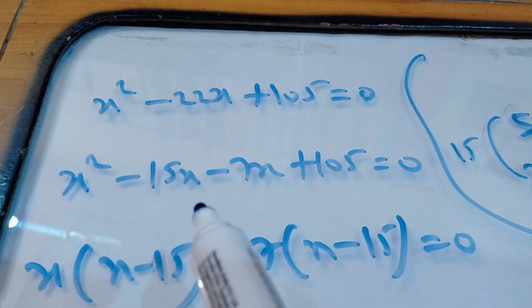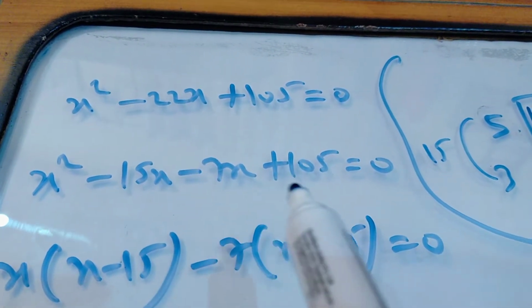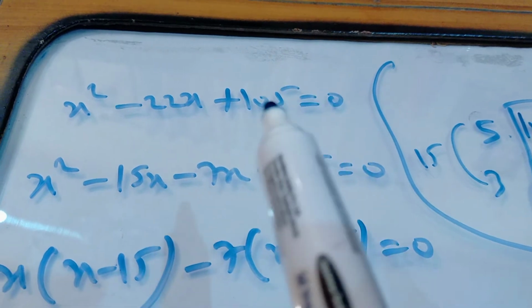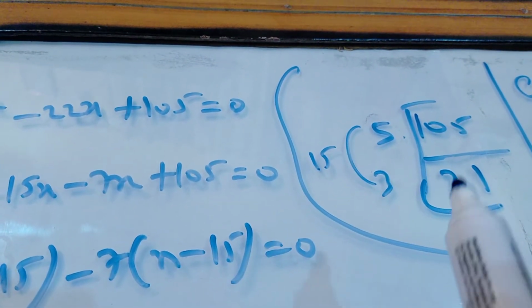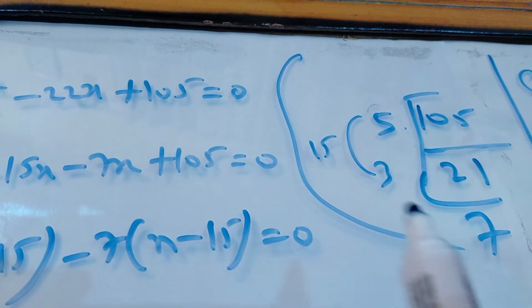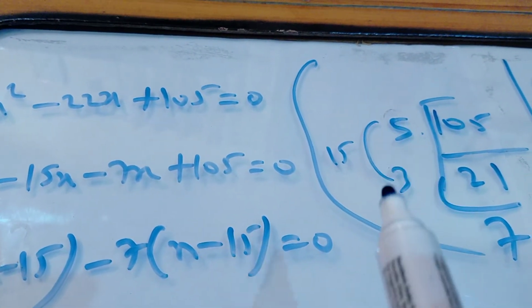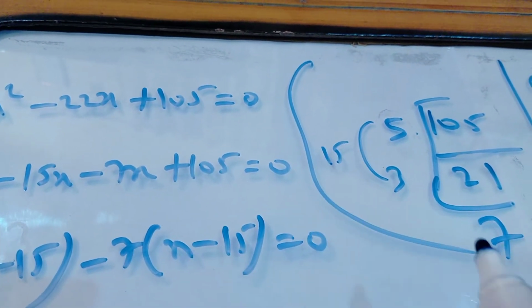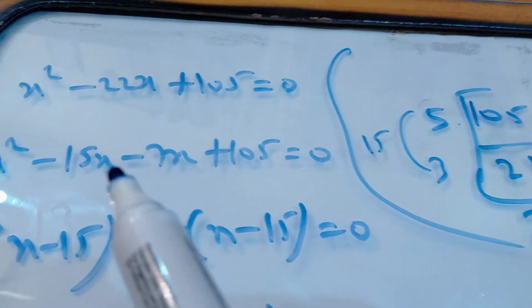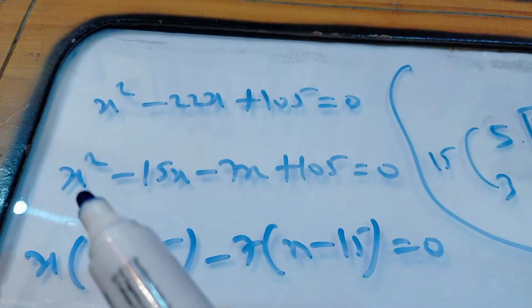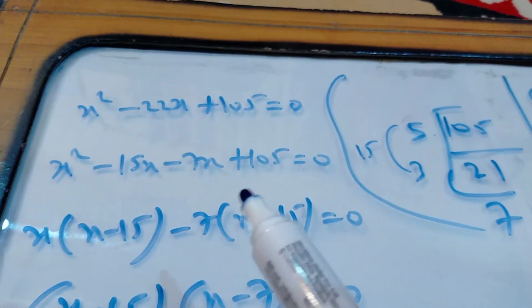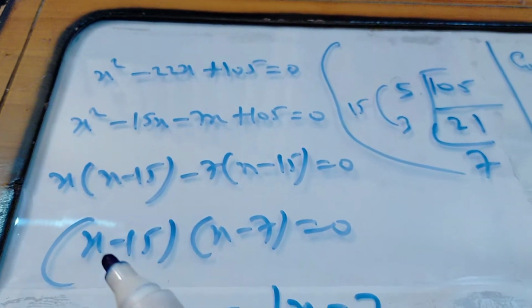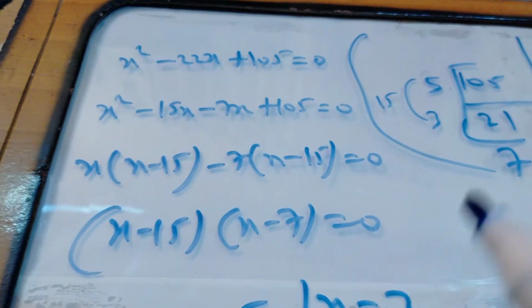So x square minus 15x minus 7x, which means we have two factors. How to get the factors? You know this 105, I factorize it. 5 twos are 10, 5 ones are 5, 3 sevens are 21. So I have taken 5 threes are 15, which is one of the factors, and 7 is the other factor. 15 and 7 give 22. So I have written x square minus 15x minus 7x plus 105, and we got two factors, x minus 15 and x minus 7.